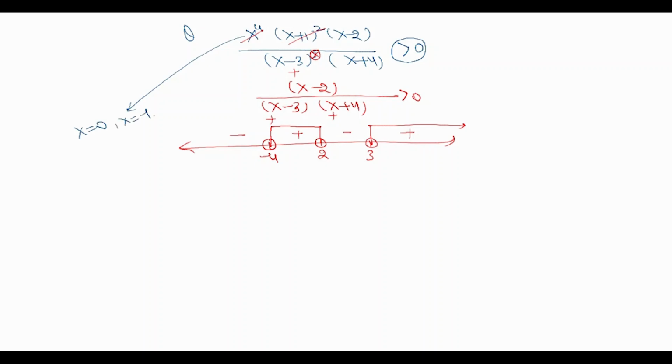So we need to remove these roots from the final solution if they are included in the solution. So minus 1, it's included, so I need to remove minus 1, and I'll also need to remove 0. So I need to remove both of these roots.